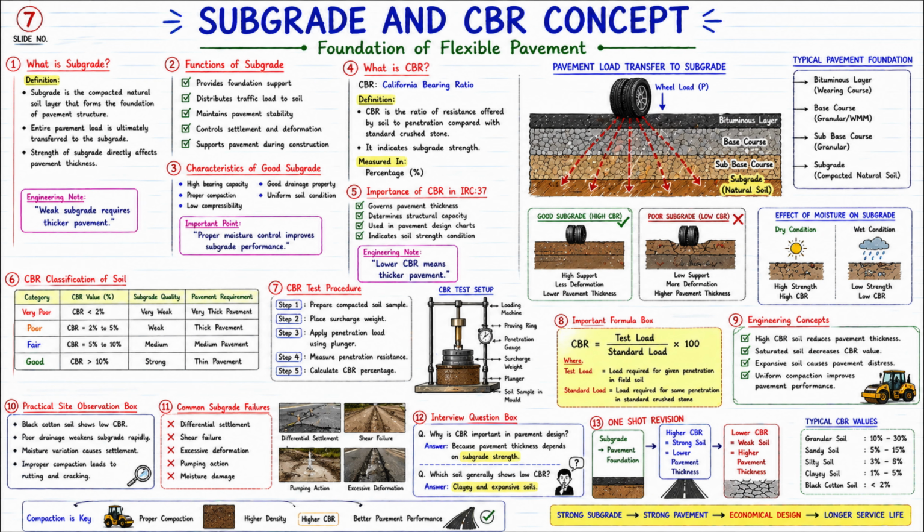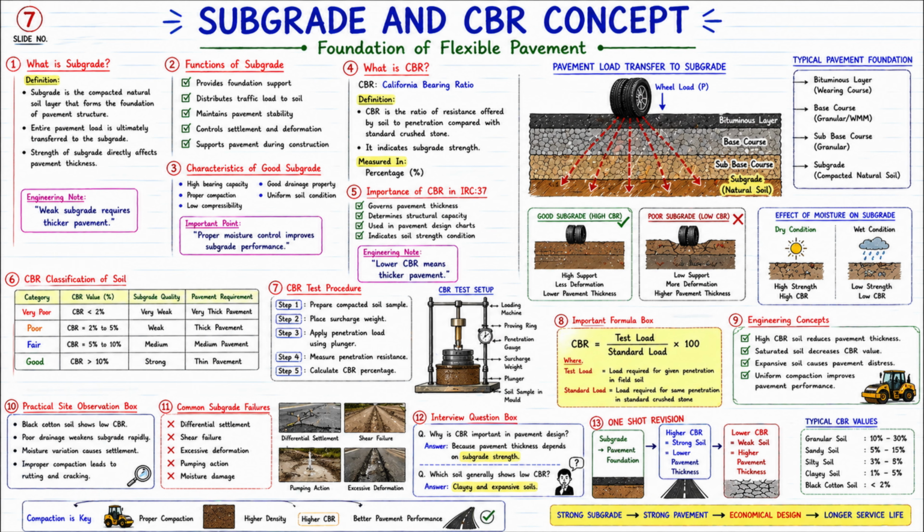Poor soil: CBR 2% to 5%. Weak soil. Thick pavement required. Fair soil: CBR 5% to 10%. Medium strength soil. Good soil: CBR more than 10%. Strong soil. Thin pavement is sufficient. Now in practical field condition, black cotton soil generally shows low CBR.